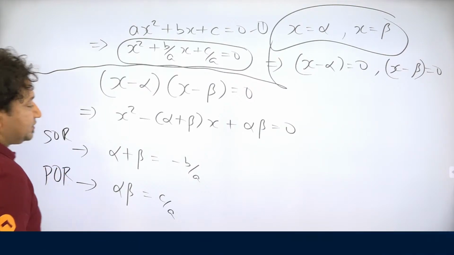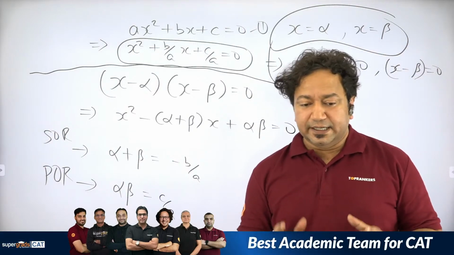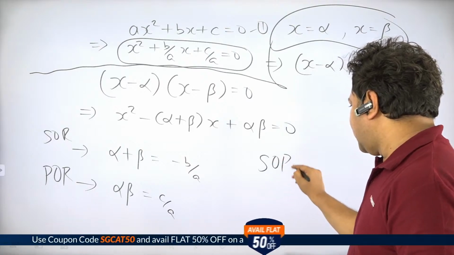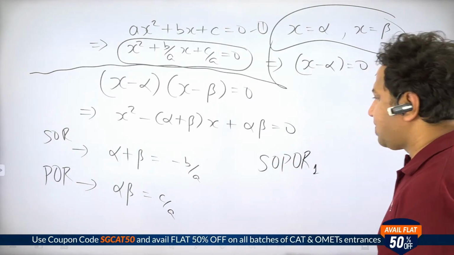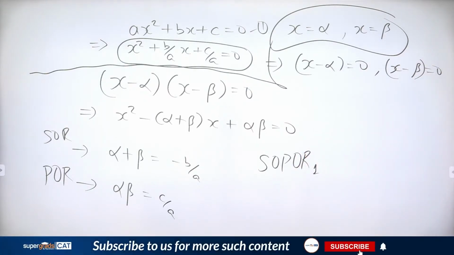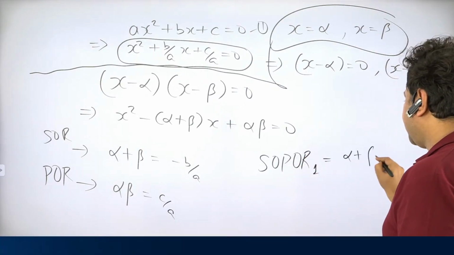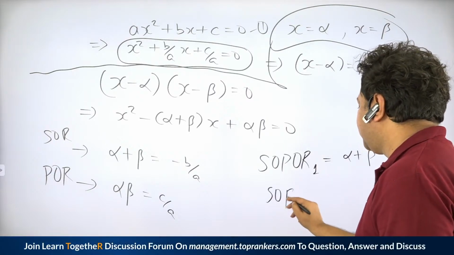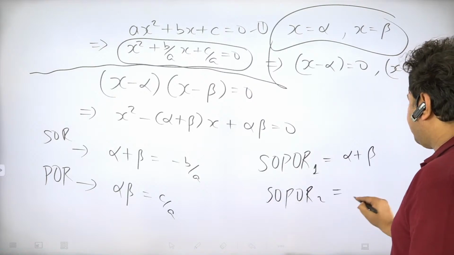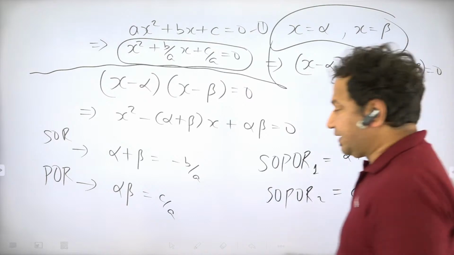But now we'll be using a new terminology: sum of product of roots taken n at a time. Which means if I write SOPOR 1, that means sum of product of roots taken one at a time. So I took one root at one point of time, that is alpha or beta. This is equal to alpha plus beta. Now, if I take SOPOR 2, so two roots taken at a time, we have only two. There's only one element possible, that is alpha beta. Now you'll get clarity the moment we move on to the higher degree polynomials.